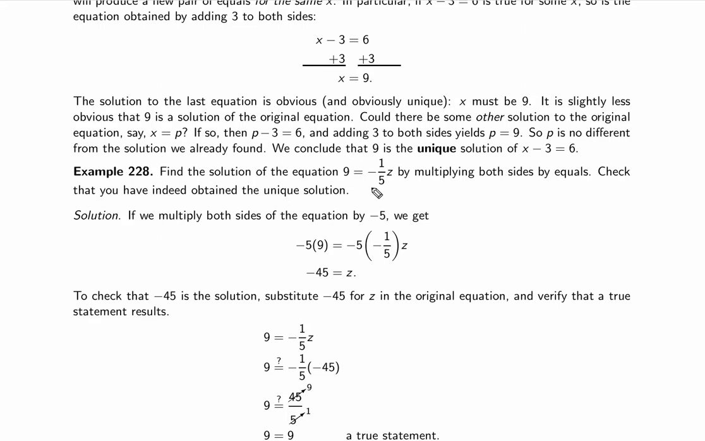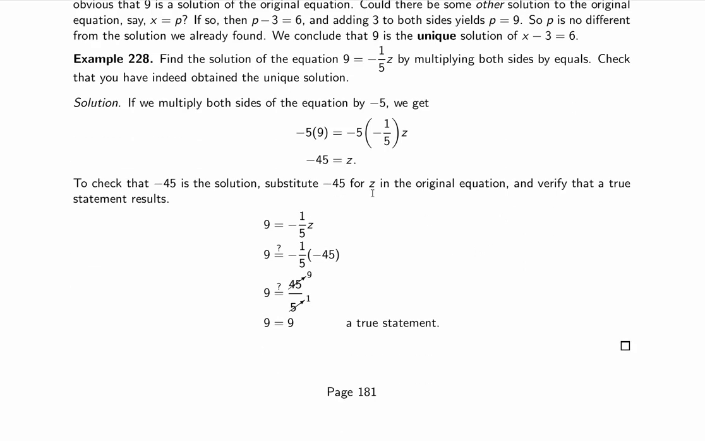Another way to think of it is, the number multiplying the z is negative 1/5. So we could divide both sides by negative 1/5. But dividing by negative 1/5 is the same as multiplying by negative 5, the reciprocal. So either way we get negative 45, and you can check that works. 9 equals 9, that's true.